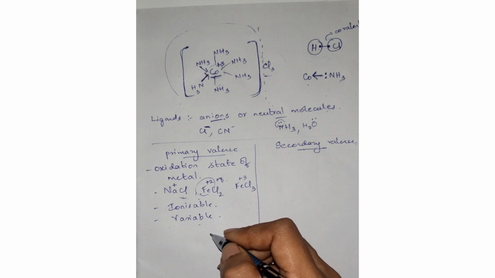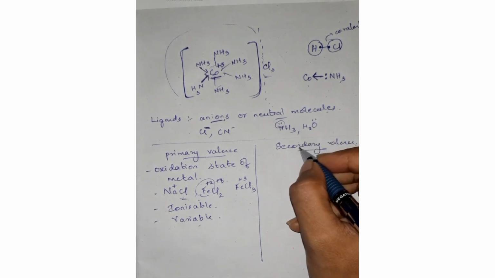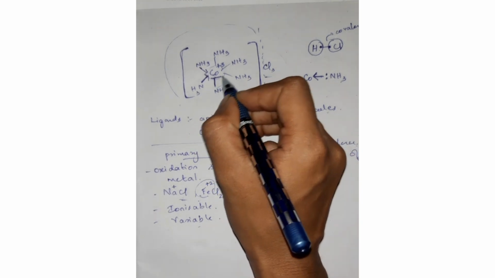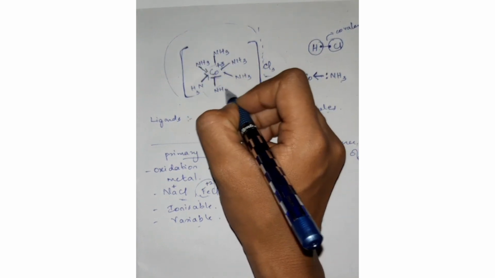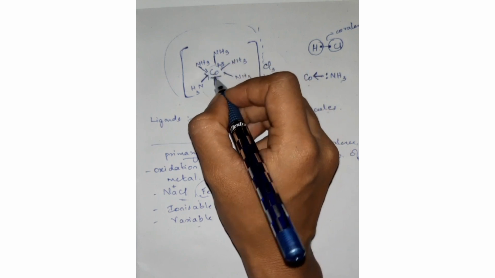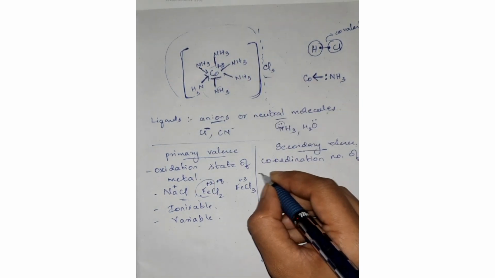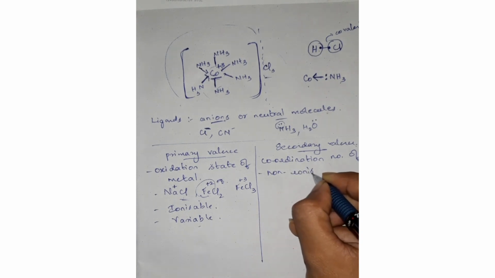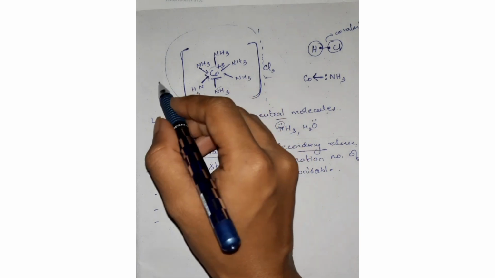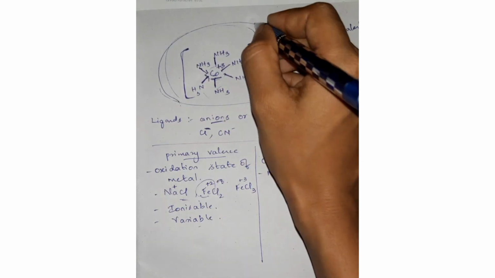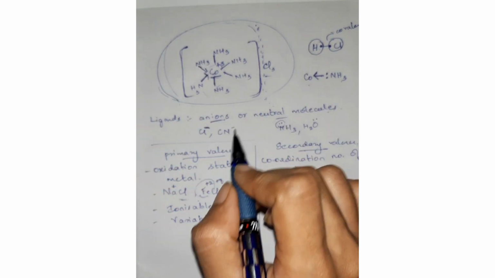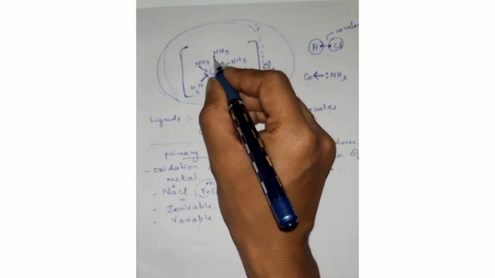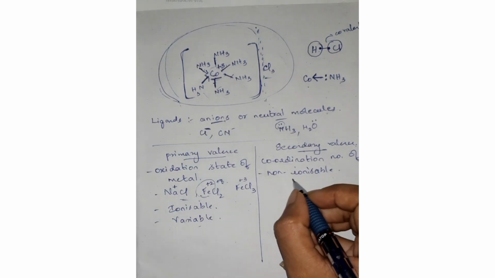Now, moving on to secondary valence. Secondary valence is nothing but the coordination number of the metal, which is the number of bonds it has. In this case, it has 6 bonds with NH3, right? So the coordination number is 6. This coordination number is non-ionizable. Why is it non-ionizable? As I said, when you dissolve this complex in water, only the counter ion part gets ionized. Whatever is inside the bracket will not get ionized, so these 6 bonds will remain as they are. That is why we say it's non-ionizable.